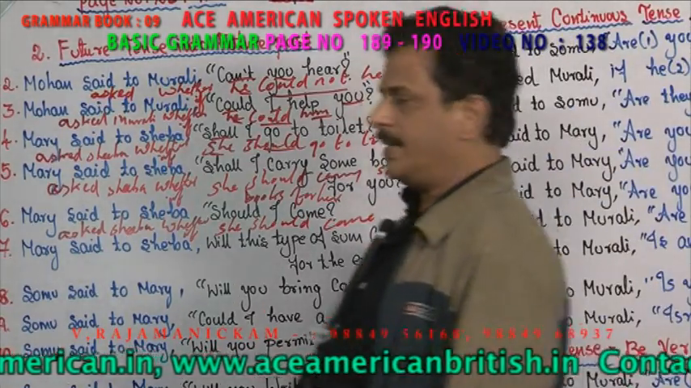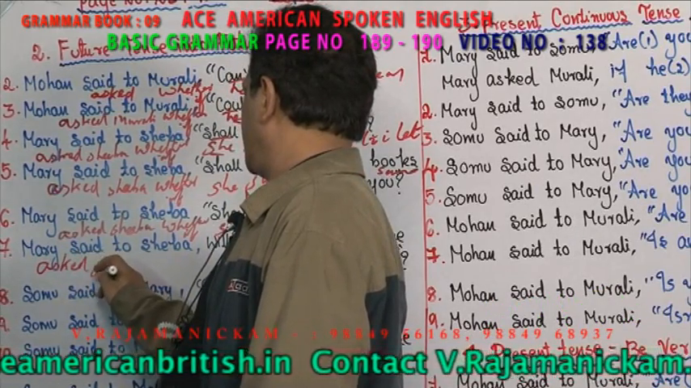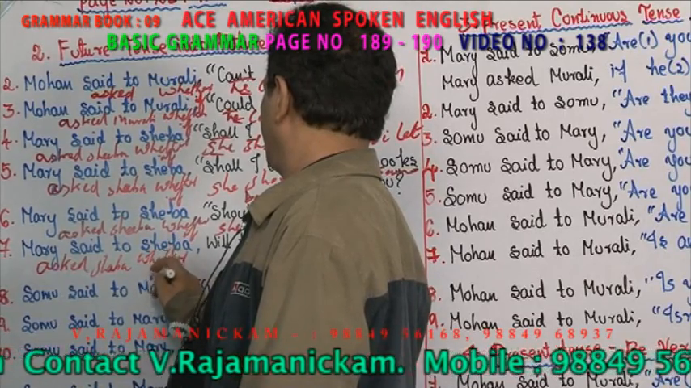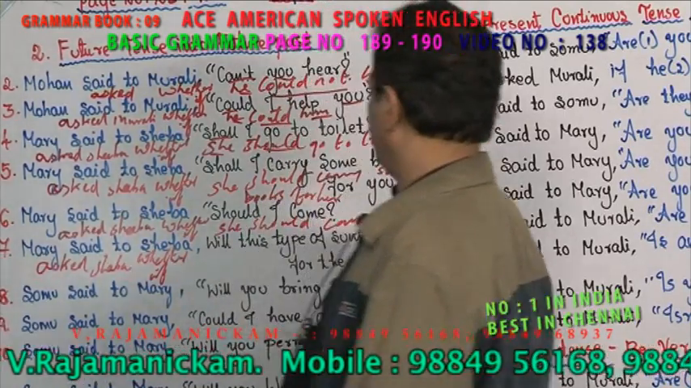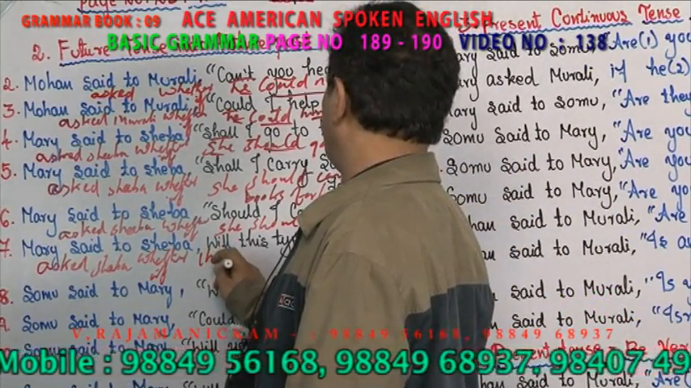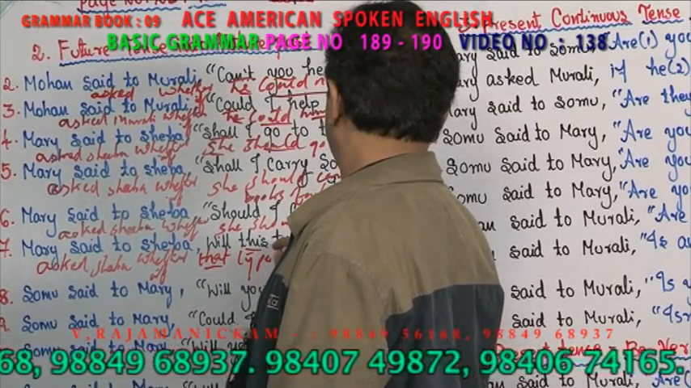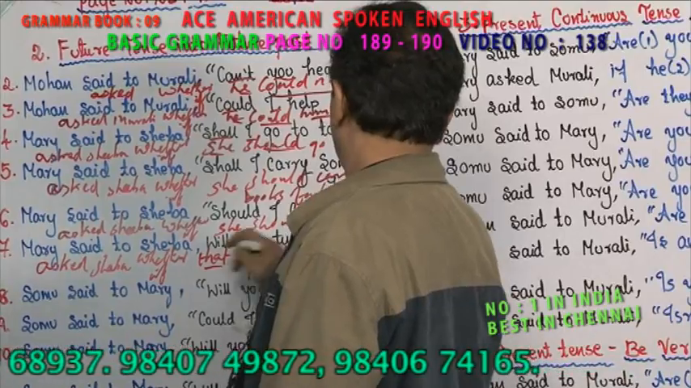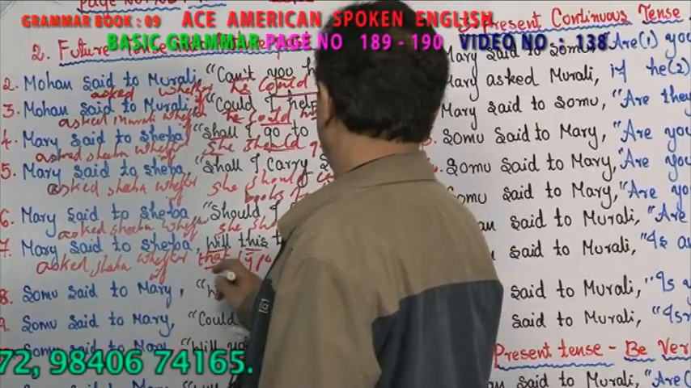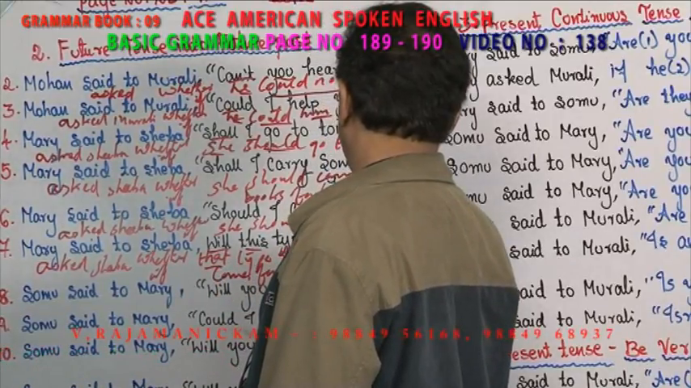Next, Mary said to Sheba, will this type of sum come for the exams? How do you say? Mary asked Sheba, whether or if that type of sum would come for the exams. This changes to that, and will changes into would, right sir? For the exams, right? Okay.